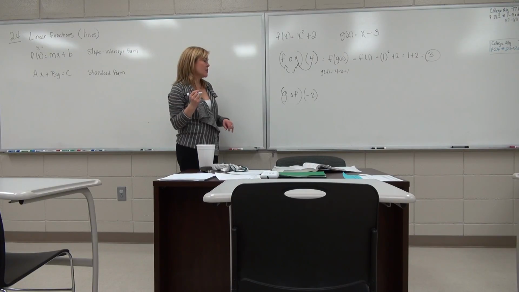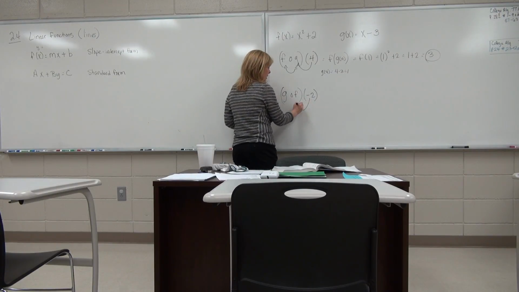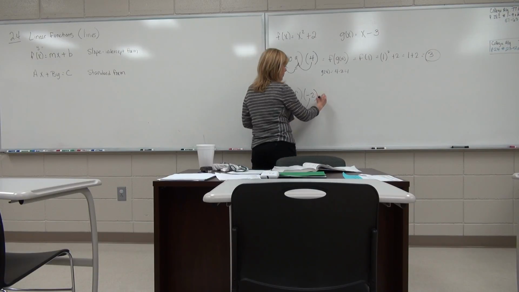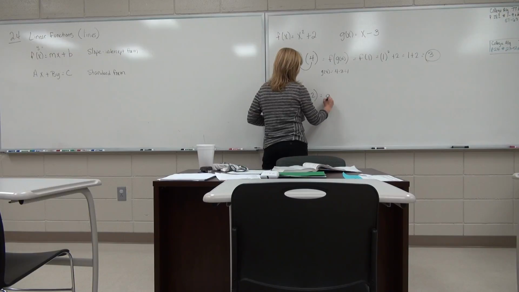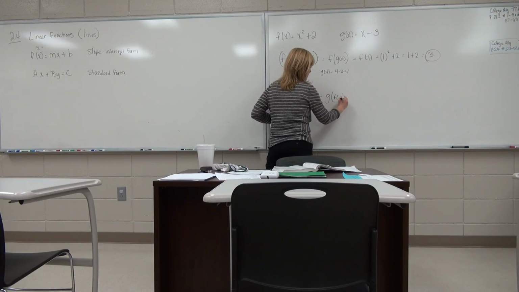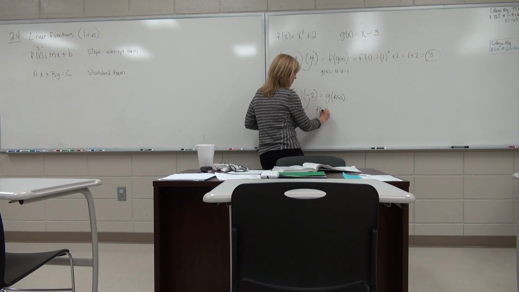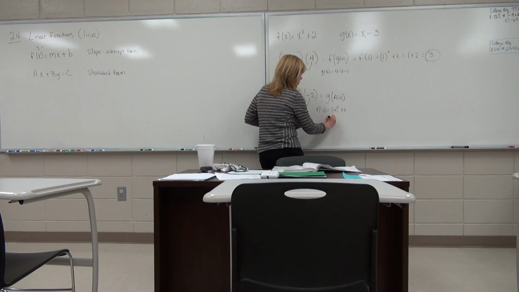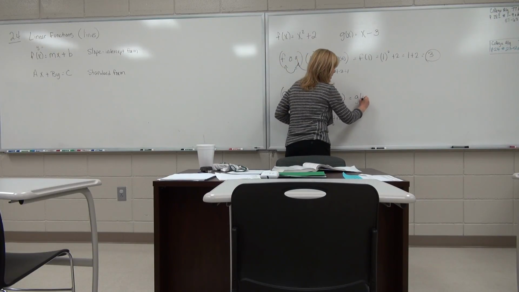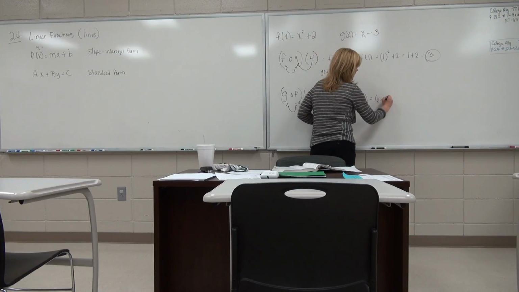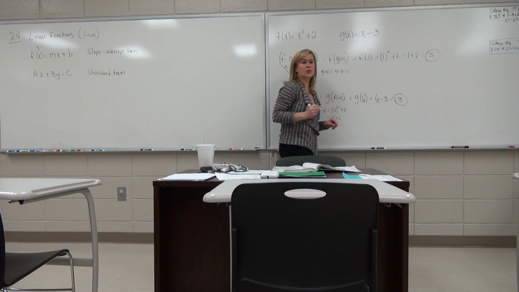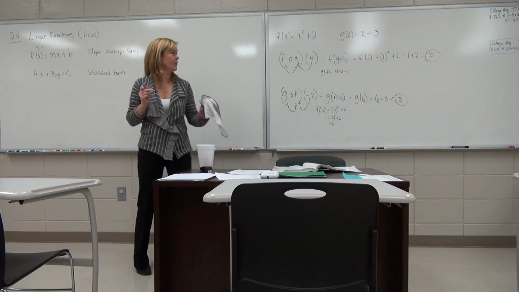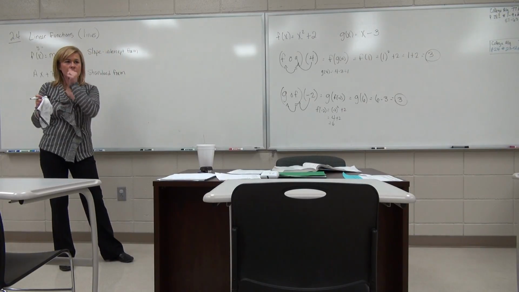Now let's find g composed of f of negative 2. That means I'm going to find f of negative 2, get that answer, and plug it in the g function. So let's find f of negative 2. Well, that's going to be negative 2 squared plus 2, which is 4 plus 2, or 6, right? So I need to find g of 6. That'll be 6 minus 3, which is 3. Alright, follow me on composite functions?